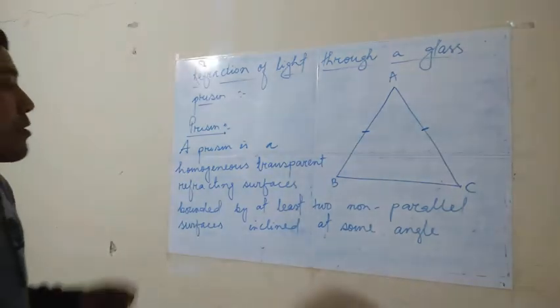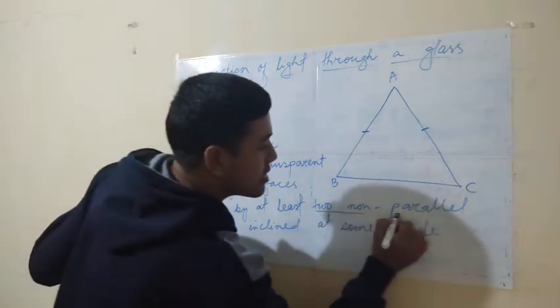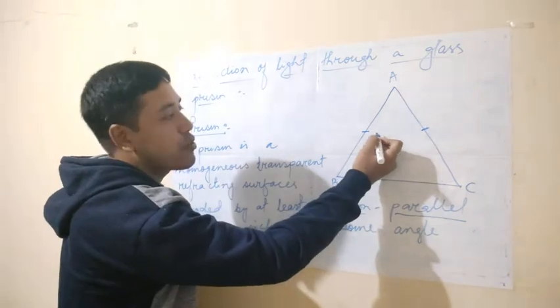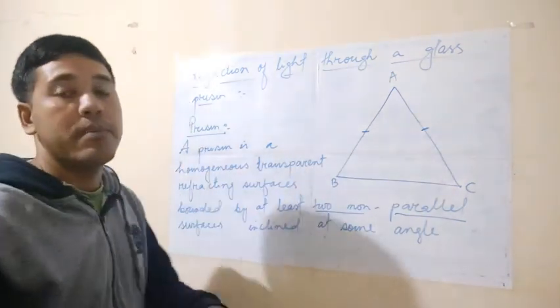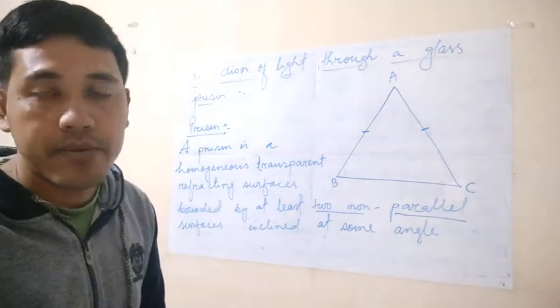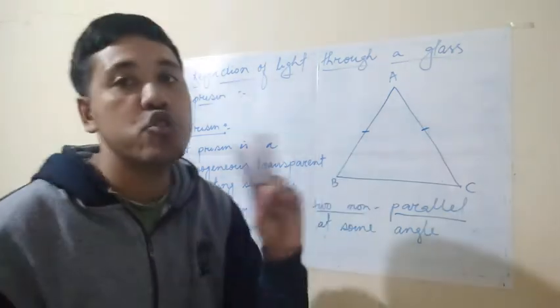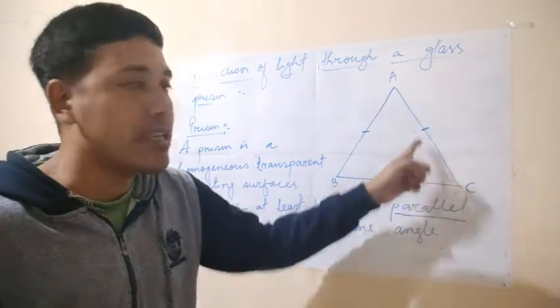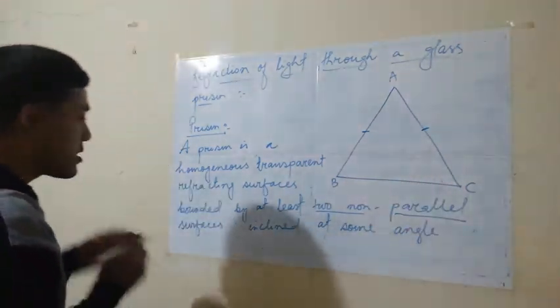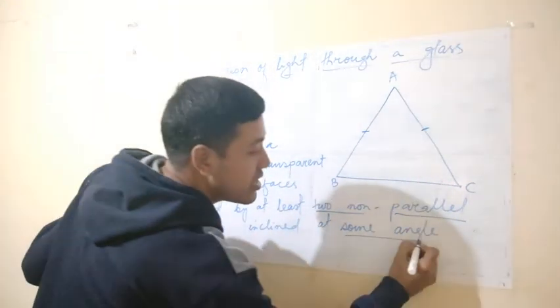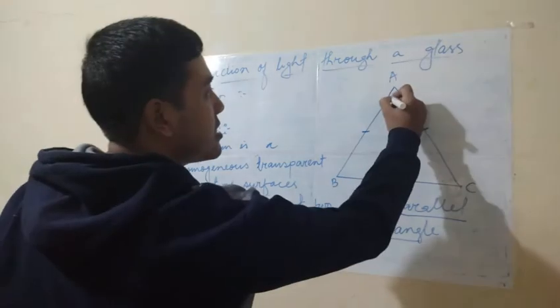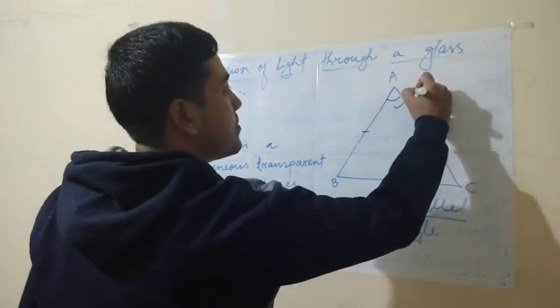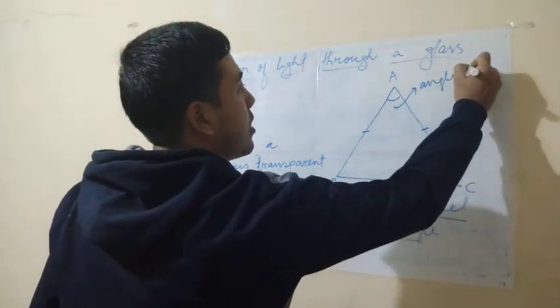And it is bounded by at least two non-parallel surfaces. At least two are required. It may be more than two: 3, 4, 5. But at least it needs two non-parallel surfaces, that is, this AB and AC. And the surfaces are inclined at some angle, that is, they are bent at some angle. For example, this is the angle of the prism.